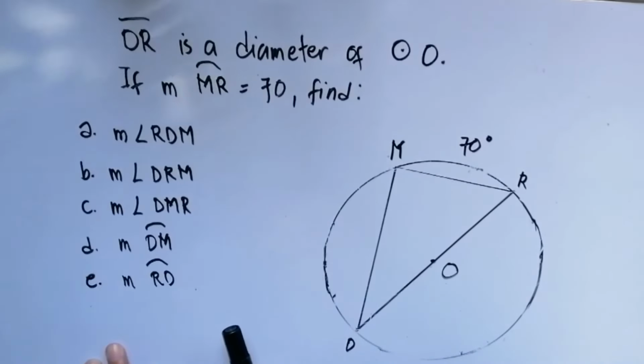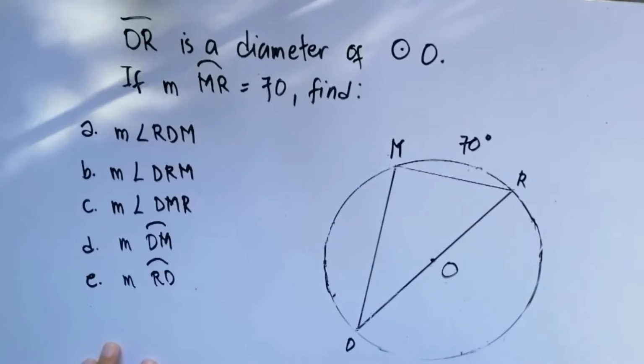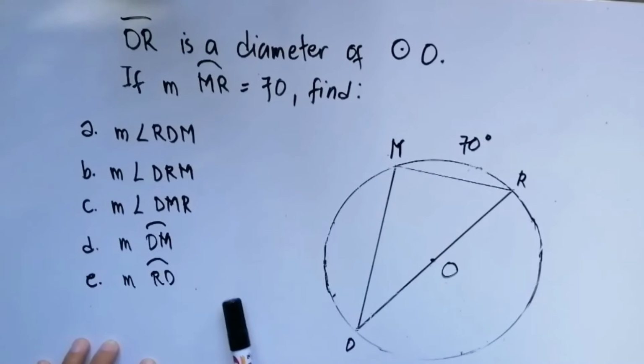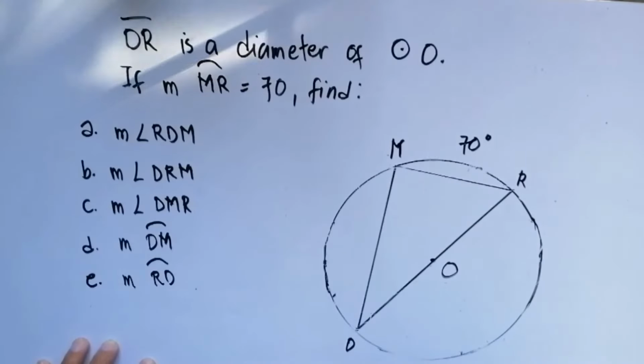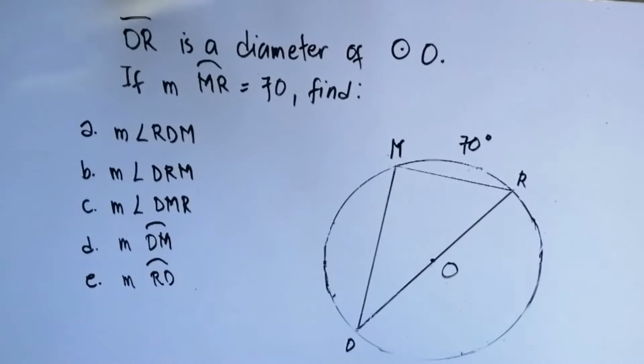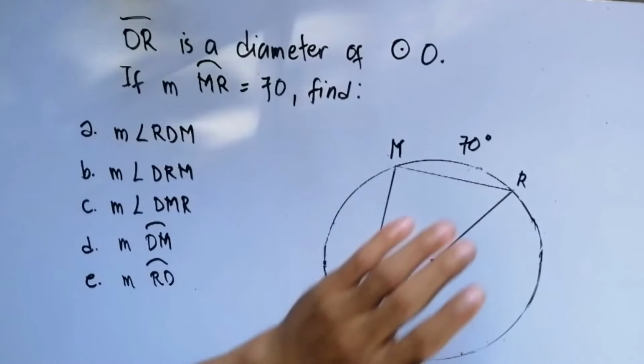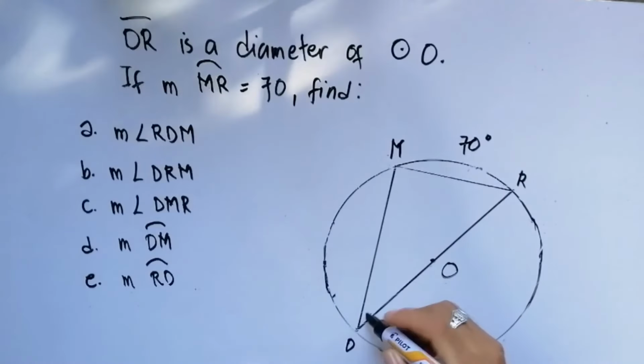Line segment DR is a diameter of circle O. If the measure of arc MR is 70, find. So let us focus first on this figure. The given number is only the arc MR, which is 70. Again, the measure of the inscribed angle is 1/2 its intercepted arc. So 1/2 of 70 is 35.